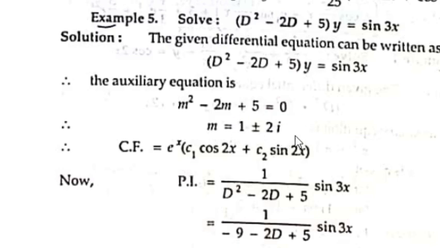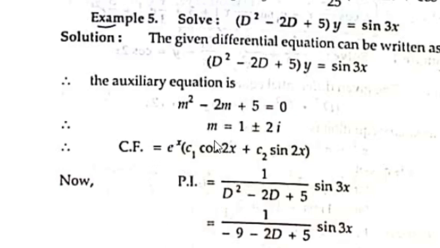So here the roots are complex. That is, m = 1 ± 2i. Complex means if it is in the form a + ib, then it is complex. So here m = 1 ± 2i, so it is complex.